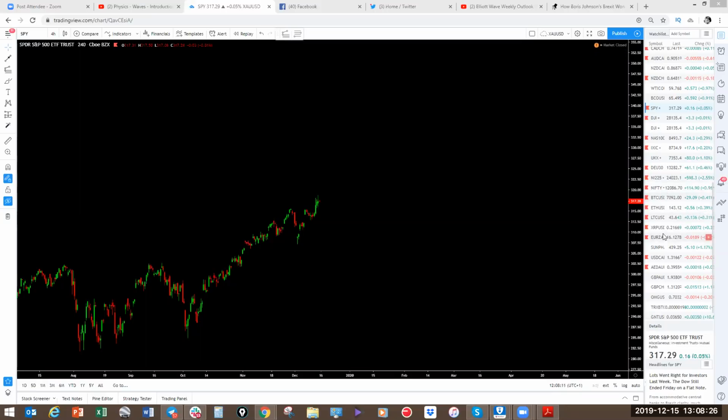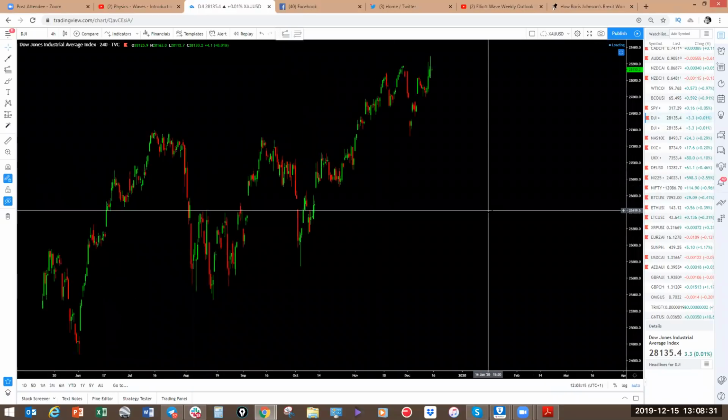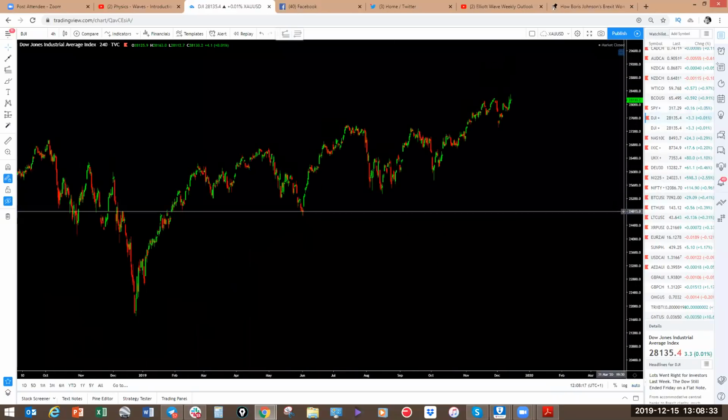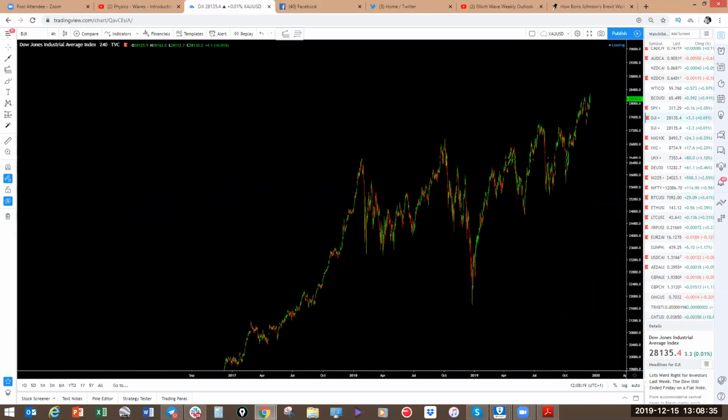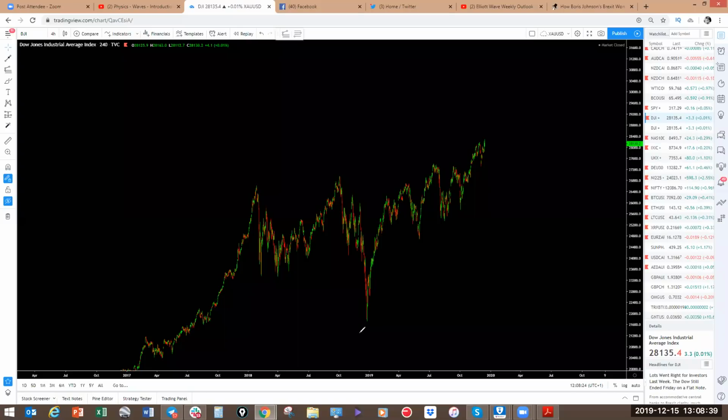Let's have a look at what the next one is. Okay, so the next one is the Dow. So the Dow is the same as well, same structure. We're looking for a wave 5. It's exactly the same as the S&P 500. Obviously, the Dow, the NASDAQ, and the S&P 500 go with the same structure.